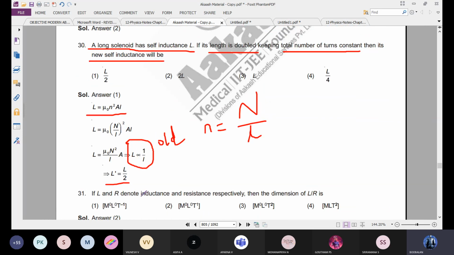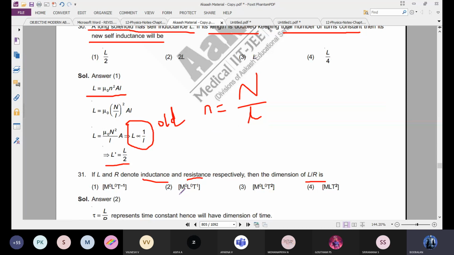See there. Next one: L and R denote inductance and resistance. Then what is the dimension of L by R? You should take the ratio of L and R. So you will get M power 0, L power 0, T power 1.